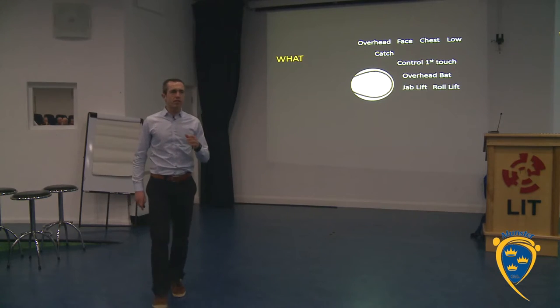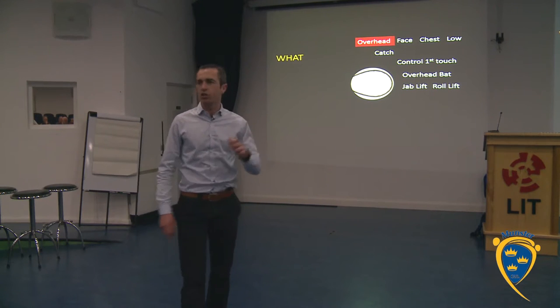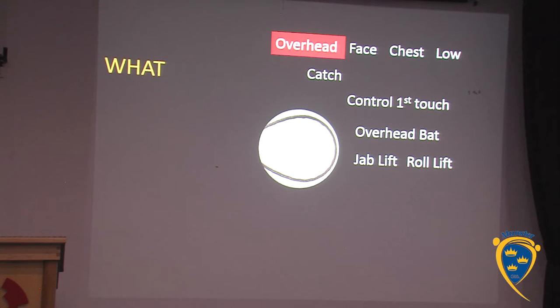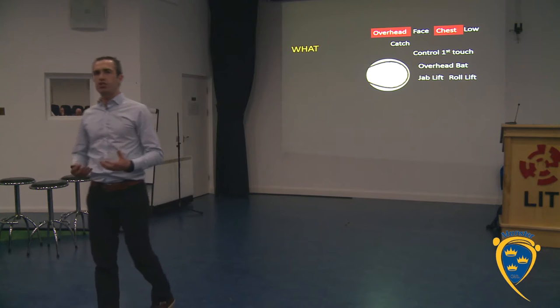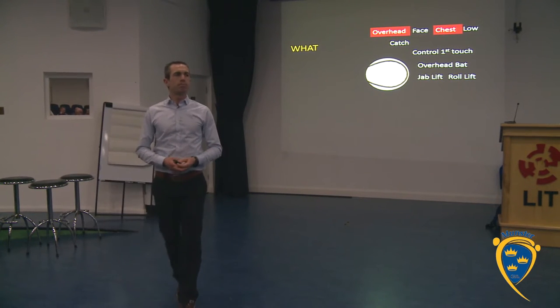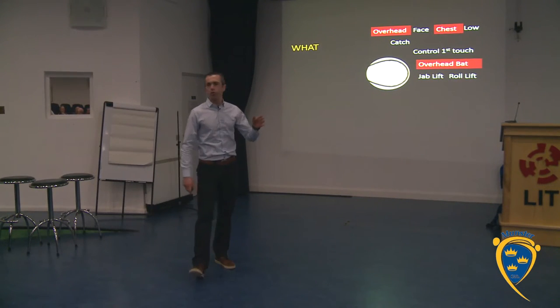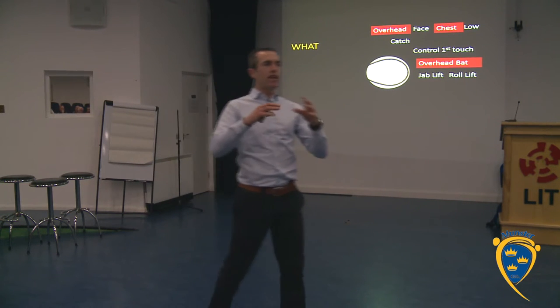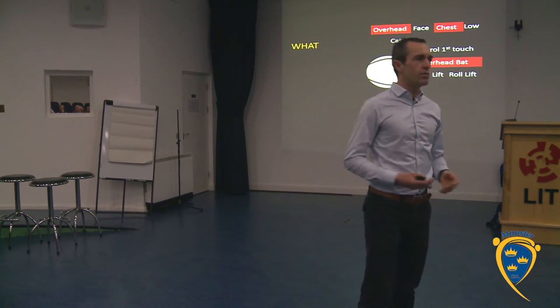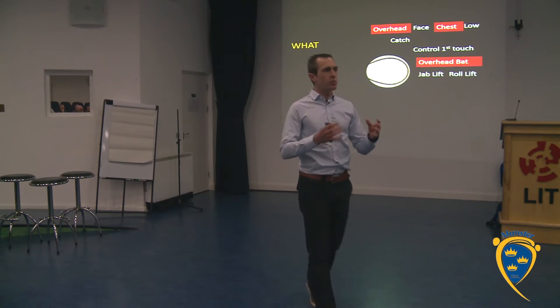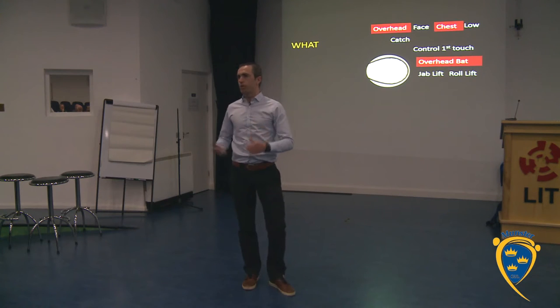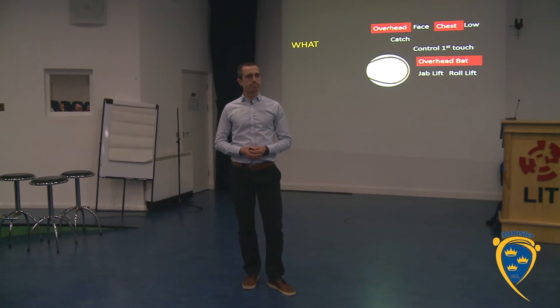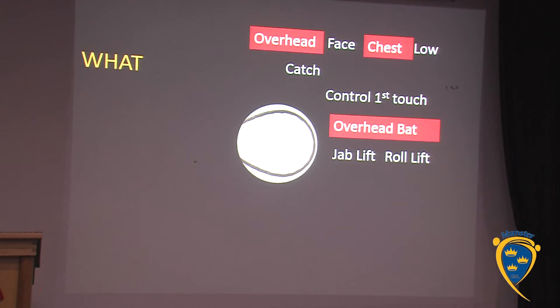But what happens if your players are poor at catching the ball overhead? Or maybe they're poor at chest catching? Well, their ability to gain possession from catching is going to be limited now. But what happens if they're poor at overhead batting as well? Now the skills of gaining possession overhead are very limited, therefore reducing their ability to make decisions about gaining possession.